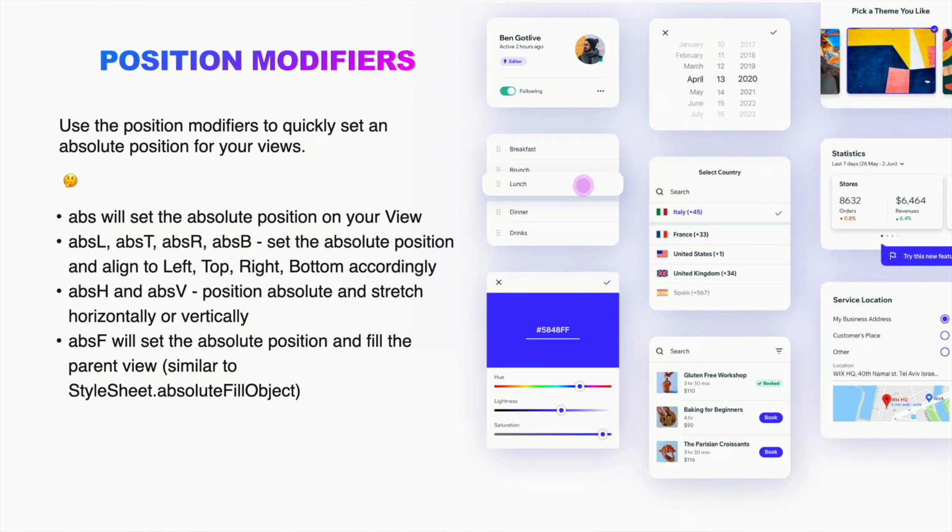And there are position modifiers, and we can change the position of the views, like absolute L, absolute T, absolute R, absolute B. They set the position and align to left, top, right, bottom accordingly. And ABS H and ABS V specify position absolute and stretch horizontally or vertically. And absolute F will set the absolute position and fill the parent view, similar to the StyleSheet.absoluteFill object.